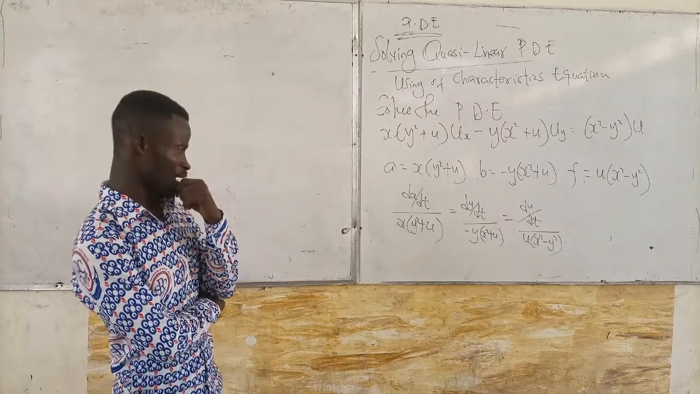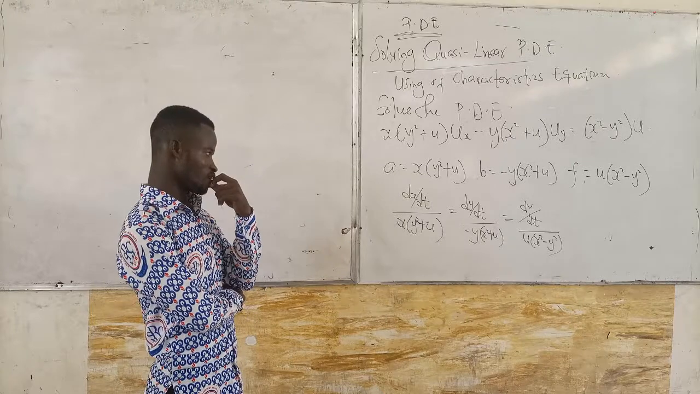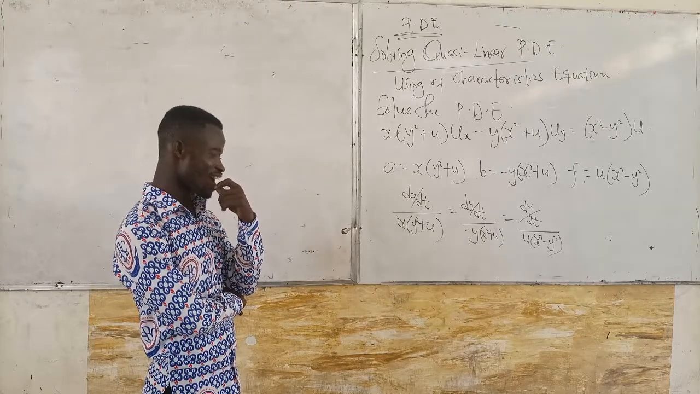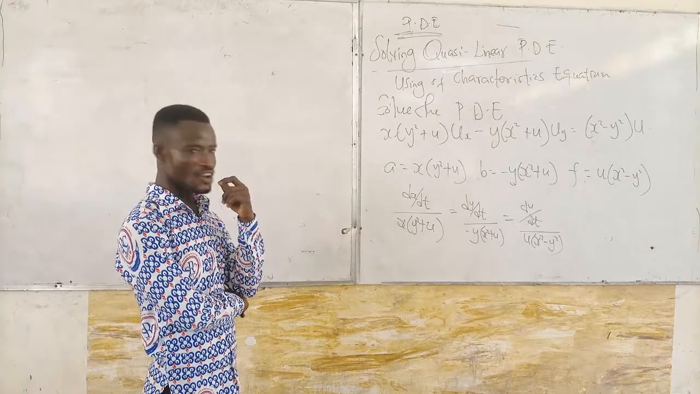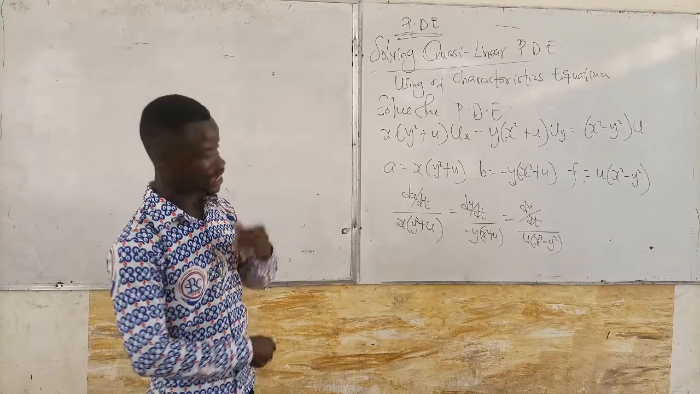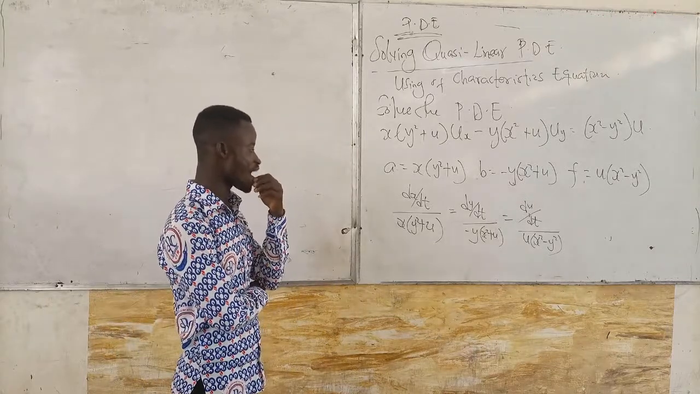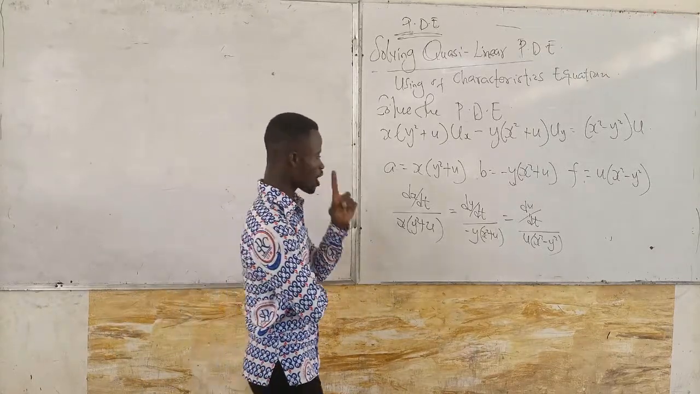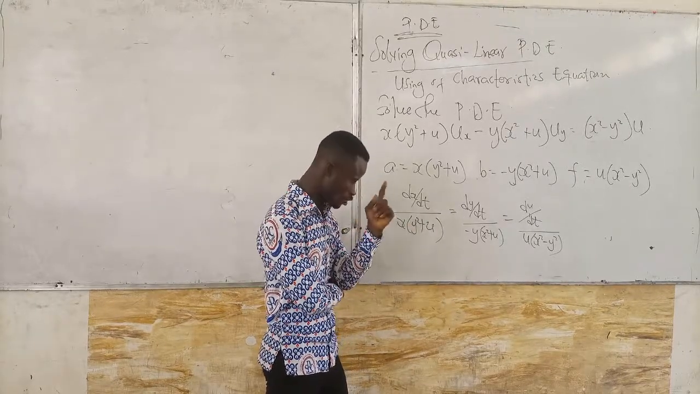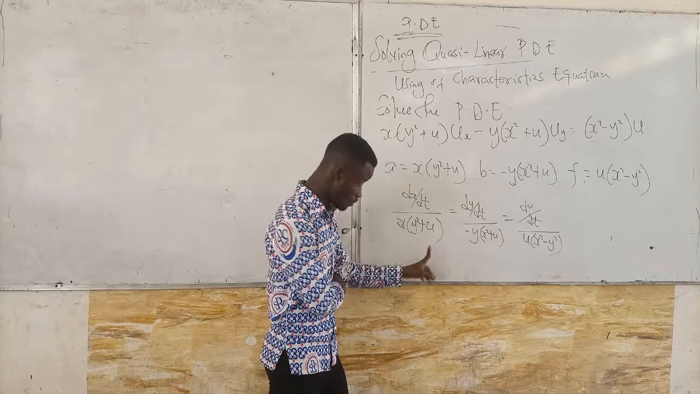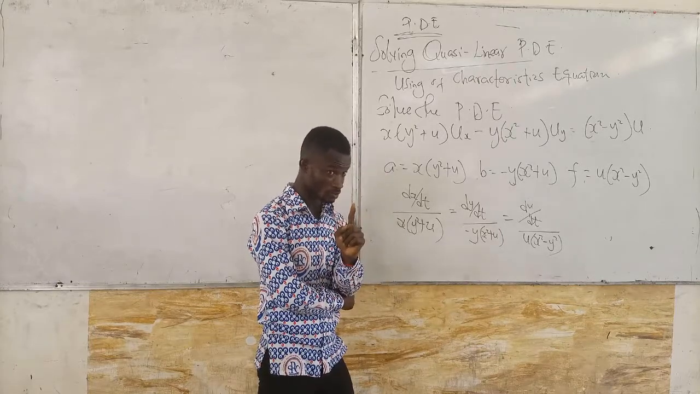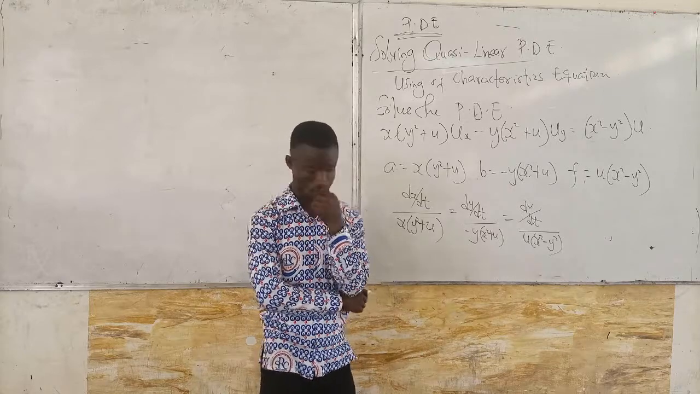Looking at what we have there, can you see something? What is the problem that when we equate this to this, we can't work? Is it because of the u? When we equate this to this, because of the u. Yes.